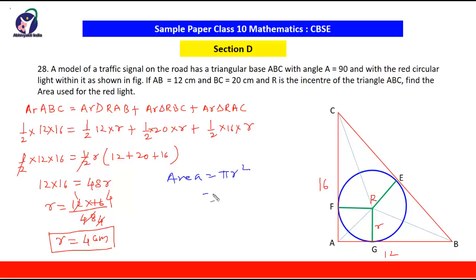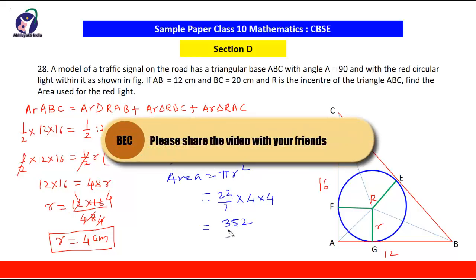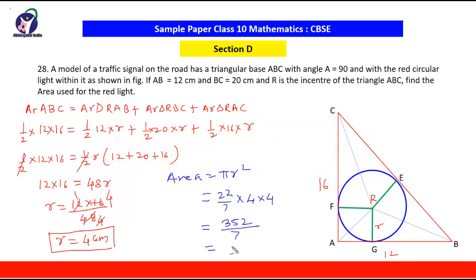So that is 22 by 7 into R, we have got 4 into 4, which is equal to 22 into 4 into 4 upon 7, and that is equal to 50.28 approximately. So this is the next step. First we calculated the radius R, and then we calculated the area of this circular portion, that is 50.28 approximately square centimeter.